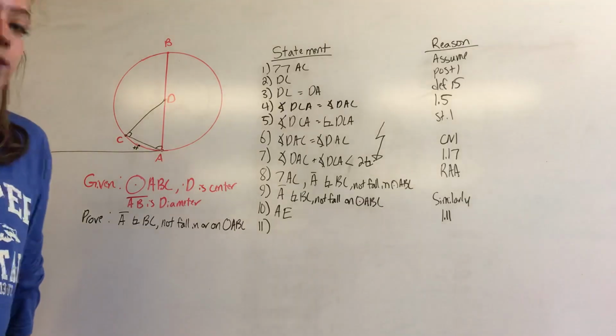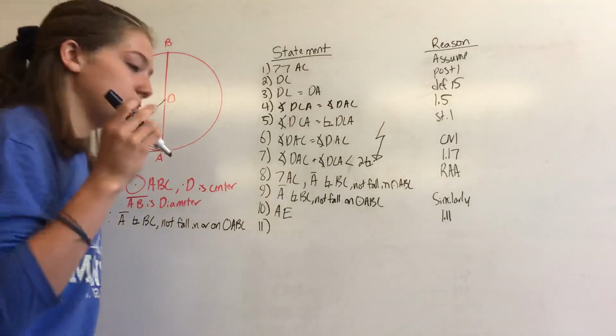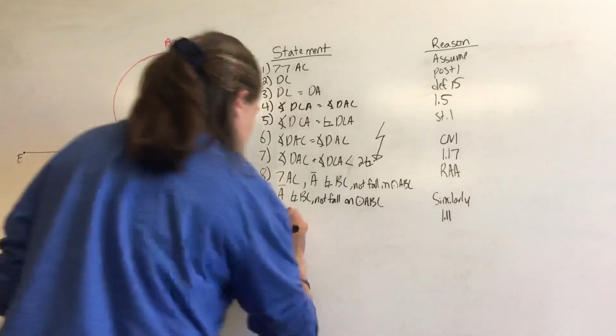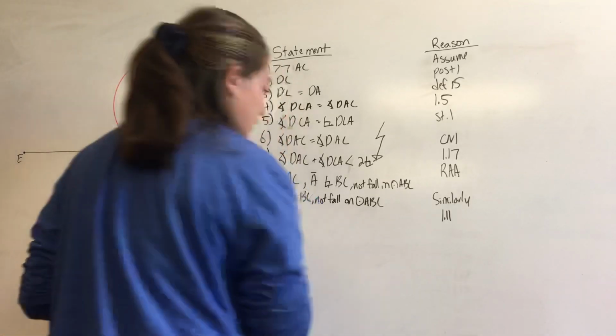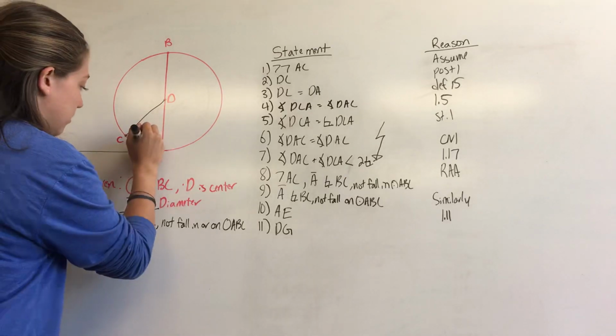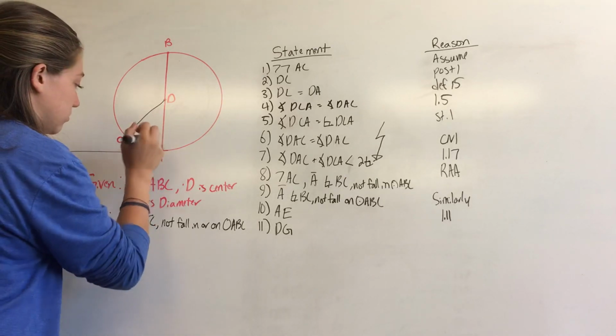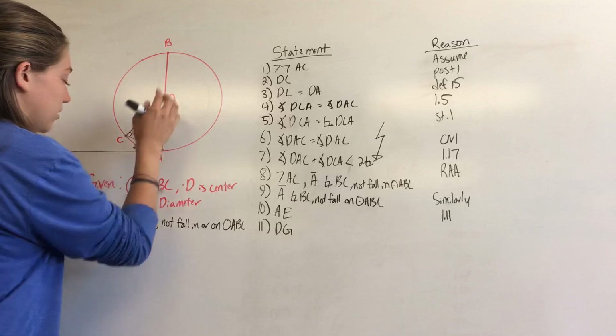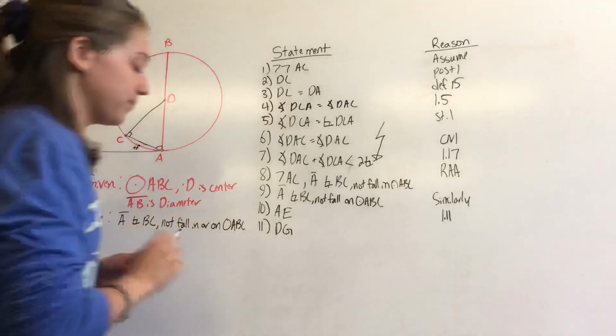So the next thing he does is he draws DG, and he draws DG at a, he draws, sorry.